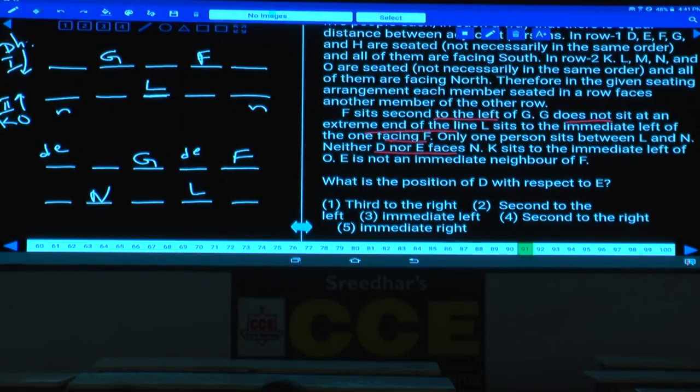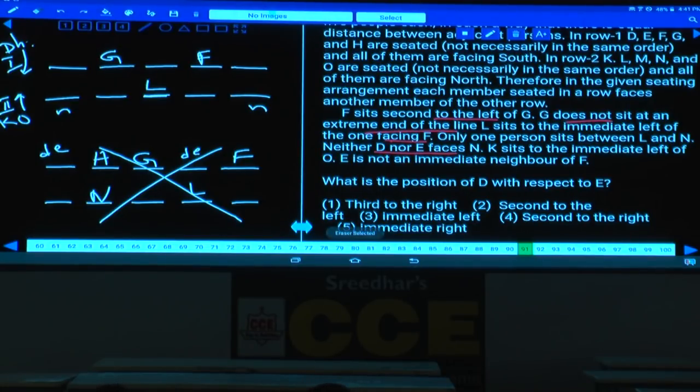Then D, E, F, G, H, hence H must be at this place in this case. Neither D nor E. K sits to the immediate left of O. As K is to the immediate left of O, in this case it is not at all possible, because there are no two adjacent places for K and O. Are you following this or not? And the second case is ruled out.